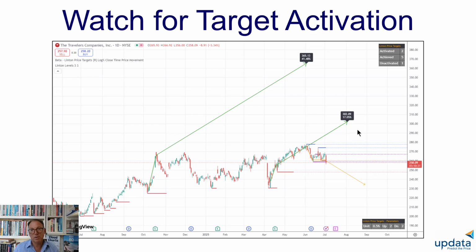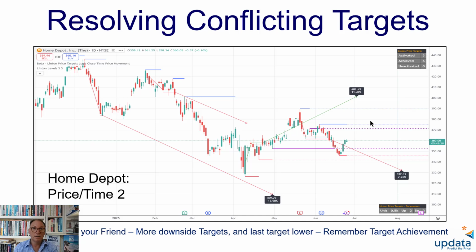Here's an example of an unactivated target. So you've got these upside targets. This one is looking a little bit improbable, but we've got this one here. But now we've got this waiting to see if that activates, we would discount that target further. So resolving conflicting targets. The trend is your friend, remember.